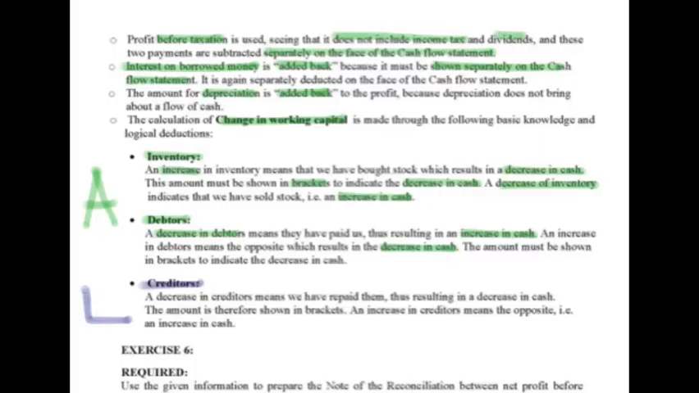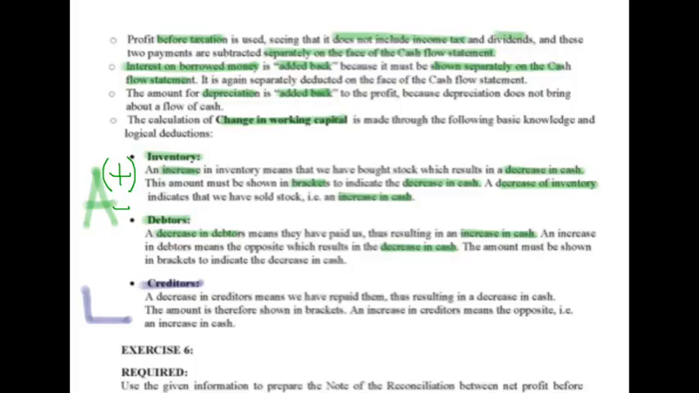Thus, we can come to the following conclusion. Inventory and debtors both are known as assets. From one year to the next, in other words, from the beginning of the year to the end of the year, if my inventory or debtors increased, then I will show it as an outflow. So an increase from beginning of the year to end of the year means money went out. The opposite is then also true. If it decreased from beginning of the year to end of the year, then it means that it's an inflow. So I just show it as a normal amount without any brackets.